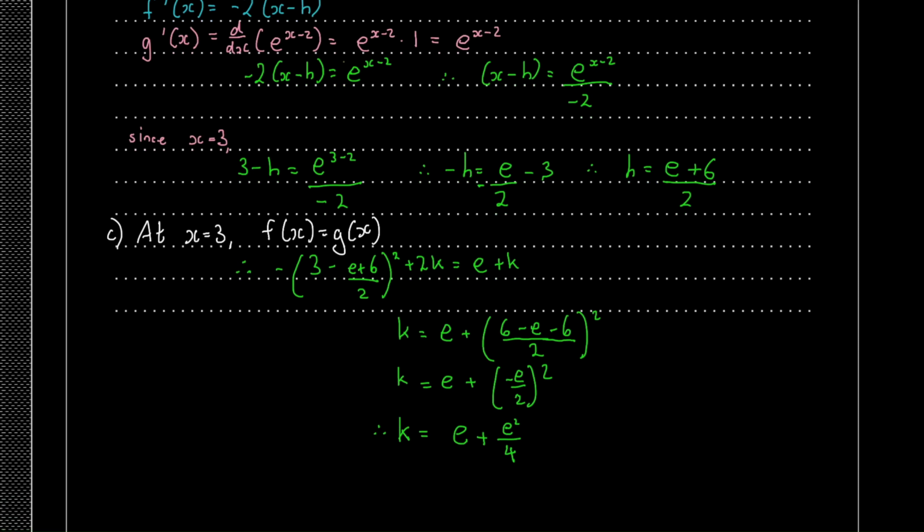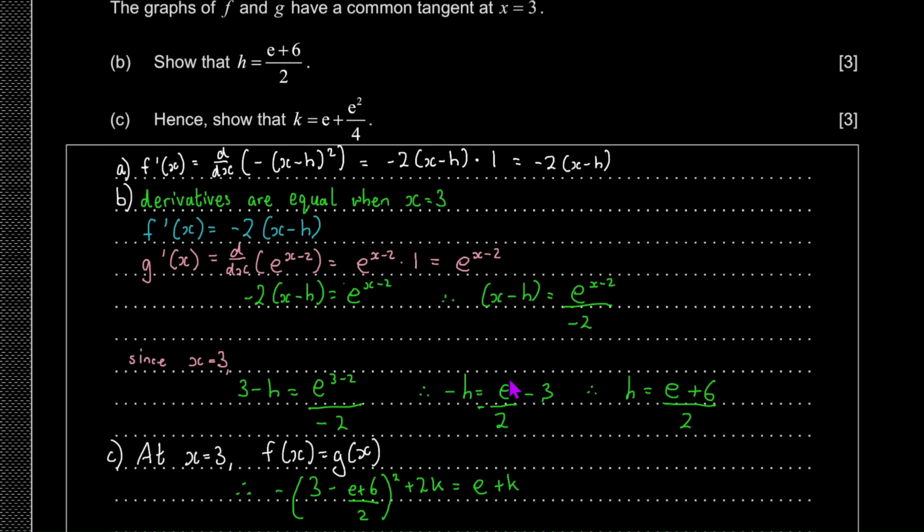Then what I'm going to do is I'm going to take this k to the left-hand side of the equation, and I'm going to take this whole term to the right-hand side of the equation. That way I'll get k equals e plus this entire thing, which is plus 6 minus e minus 6 over 2, because I multiplied this by 2 and divided the entire thing by 2 to get your common denominator. Now I can multiply this together. What I'm going to do next is simply 6 minus 6, because those two terms are the same. I'll get minus e over 2 whole squared. And this way, I'll get k equals e plus e squared over 4, as we had been asked to show in the question.